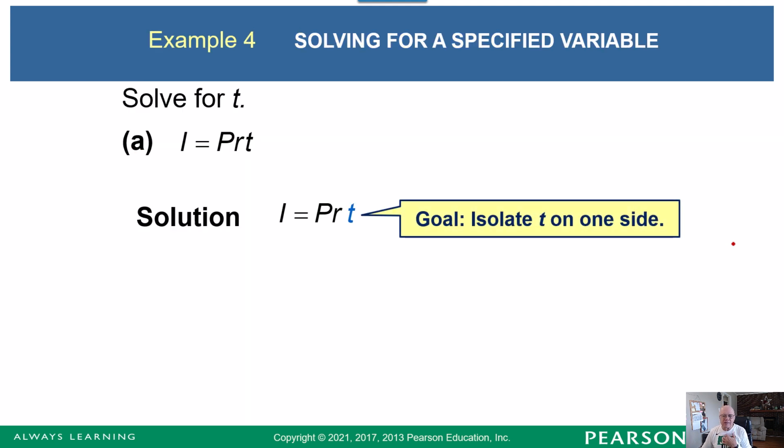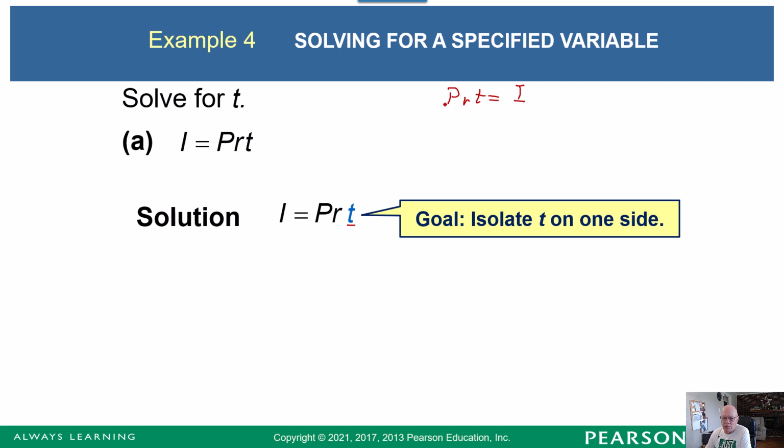If you want to isolate one variable on one side, here's our original formula again. You want T on one side. That means the PR you don't want there. Now I'm going to write it a little bit differently. Since we want T, I'm going to write the part that has T on the left side. You don't have to do this. I'm just doing this so it looks a little bit different in case that's your preference.